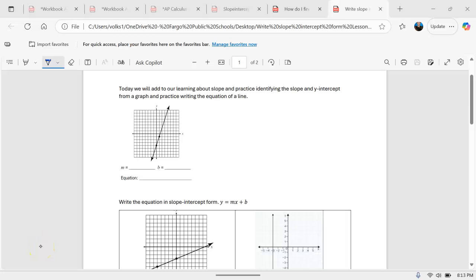Hello. In this video, our learning goal is going to be to look at a graph of an equation of a line and then write the equation of that line in slope-intercept form.